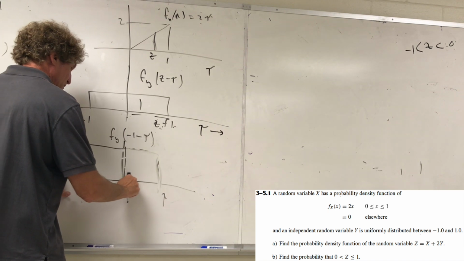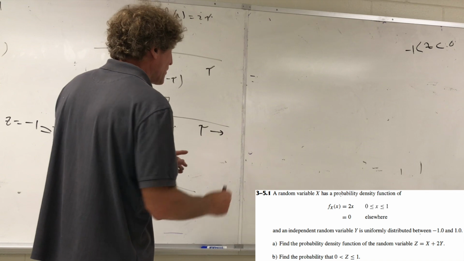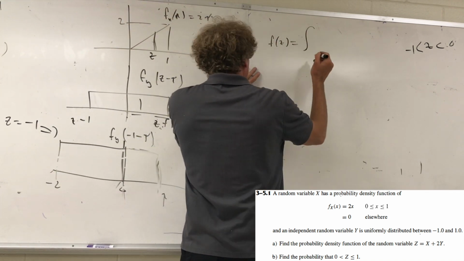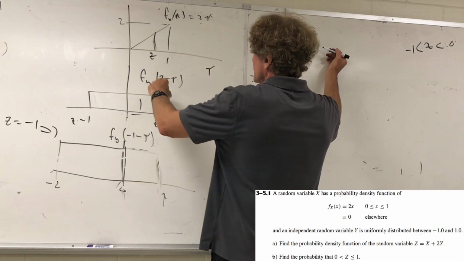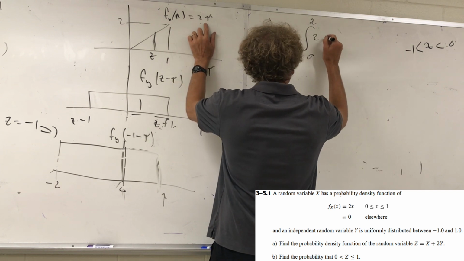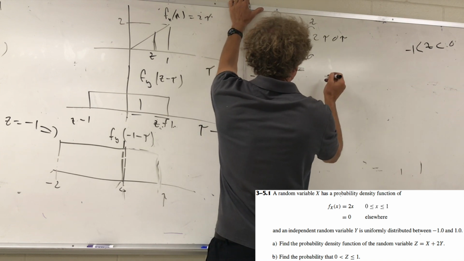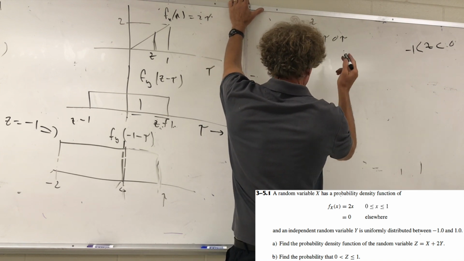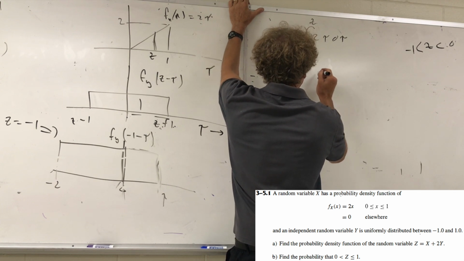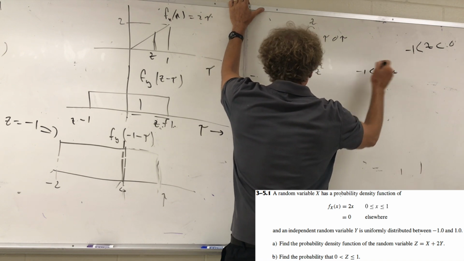And it's moving through, and between -1 and 0, f of z will be simply the integral from 0 to whatever it is, z, of this function right here, which is 2 tau d tau. And that's going to be equal to, as I'm showing here, tau squared over 2, right? Times 2 is just tau squared. And that means it's simply going to be z squared for z greater than -1 and less than 0.